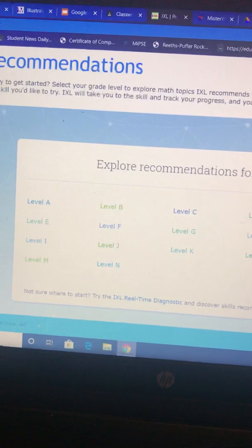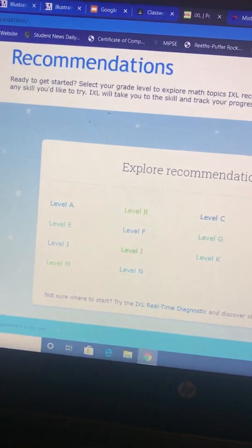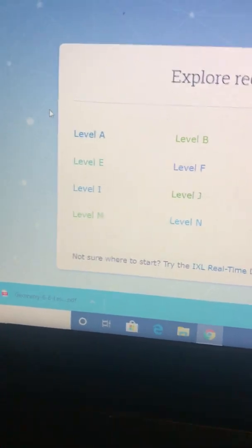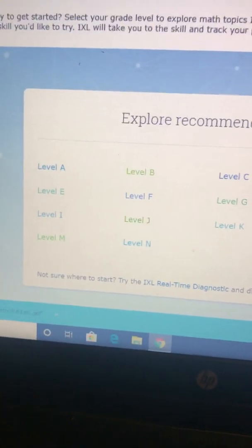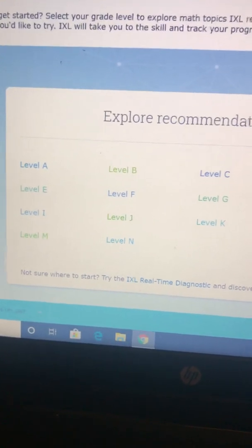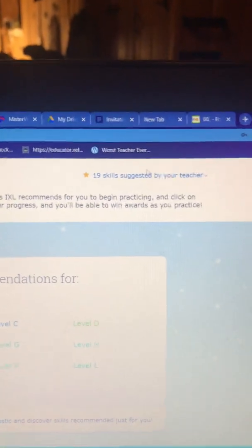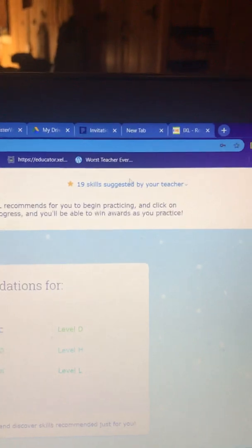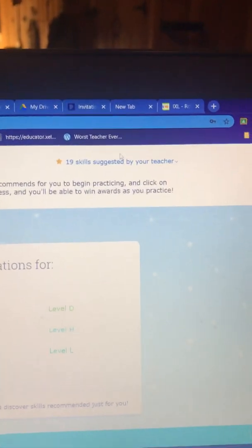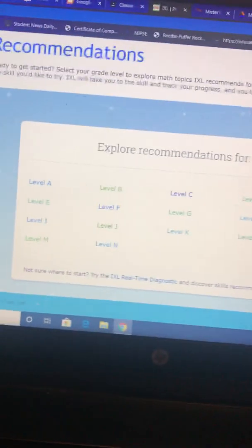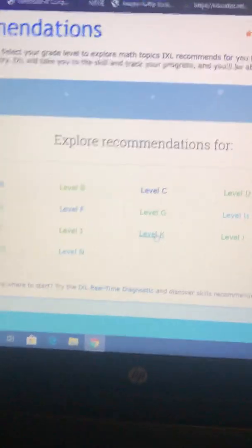Okay, these right here, these are just for you to explore. So level A would be kindergarten. Okay, level N then would be more high school skills. So these are all mixed in. These are coming from geometry and algebra standards. So these are high school skills. If you were to click on that, let's just click on level K.